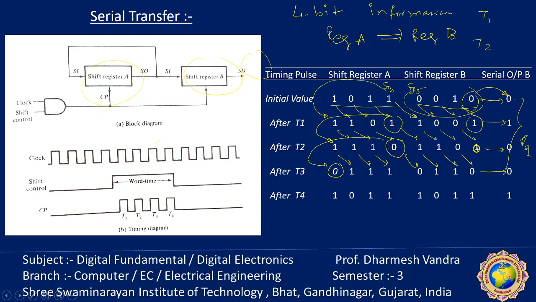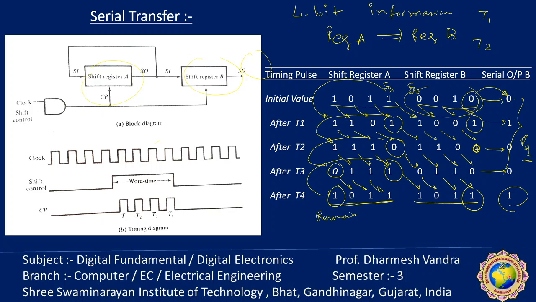Now the next clock pulse, 1 is there at the input, which will be shifted here as well as to the serial input of register A. And all the remaining bits are shifted one position. So finally we get the output 1. So from the initial value up to T3, the serial output is register B, and register B's value is changed to 1011. What is the value of register A? Register A remains at its initial value.